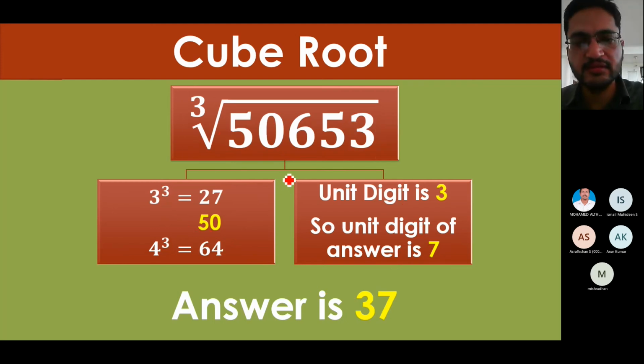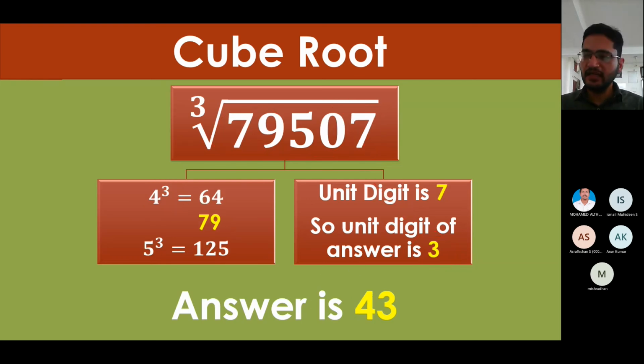Next, now try to solve it. First of all, we will make a pair of 3 numbers. Now this number is ending with 3, so the unit digit of the cube root will be 7. Now this 50 lies between 3 cube and 4 cube, so we will write 3 here. So the answer is 37.